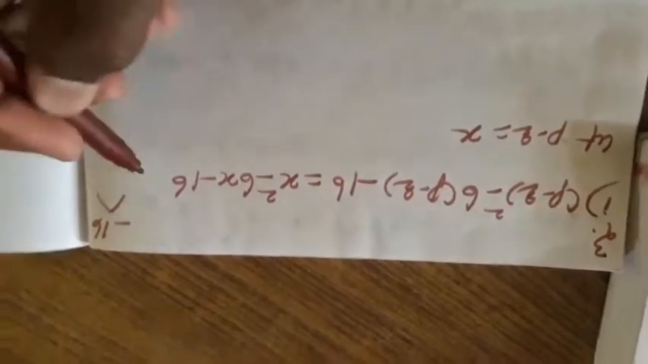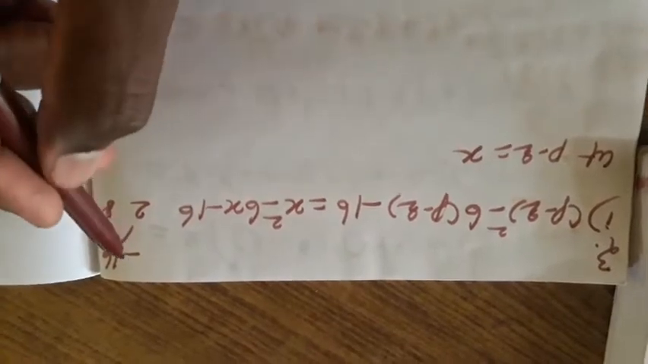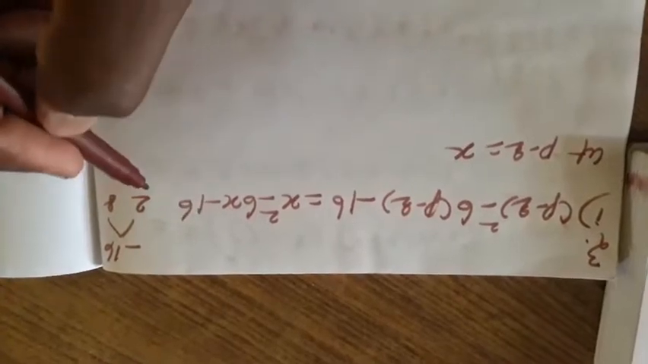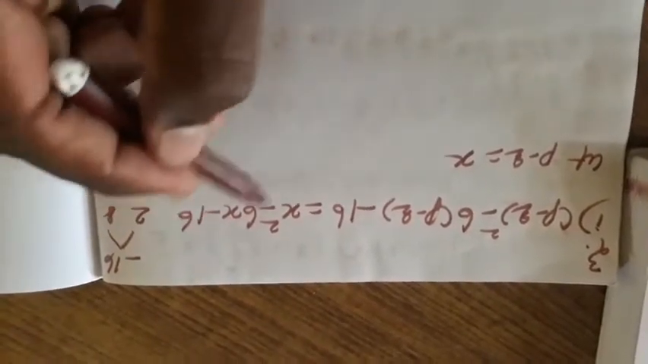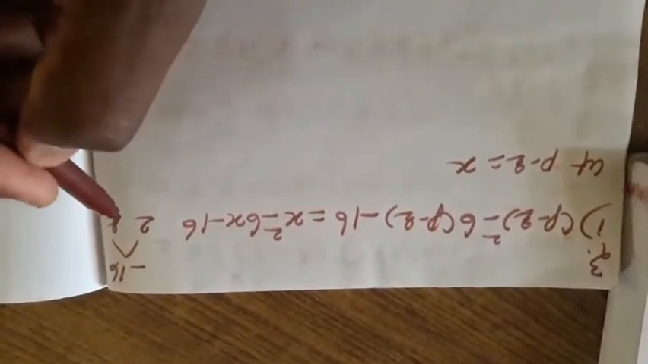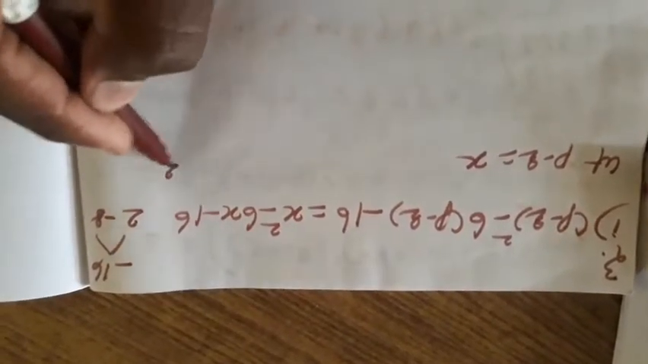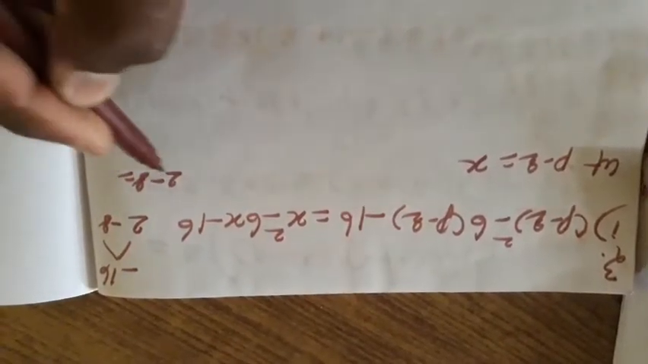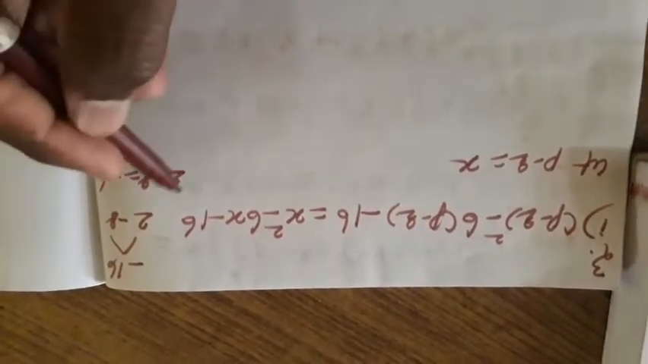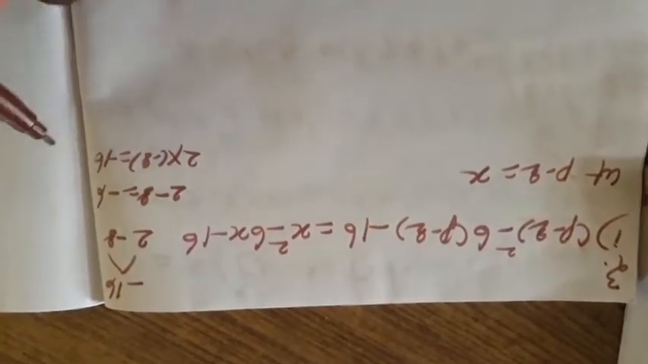What are the possible factors? 8 twos are 16, but I want minus 16 and a sum of minus 6. So I give the minus to 8, making minus 8. Now take 2 minus 8, which gives minus 6, because the greater number is 8 and its sign is minus. Next, 2 into minus 8 gives minus 16.